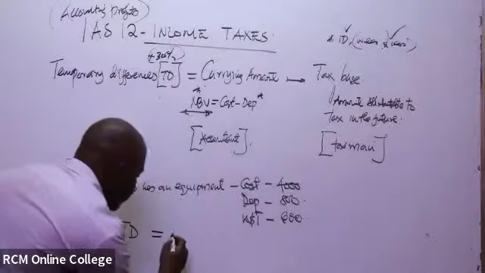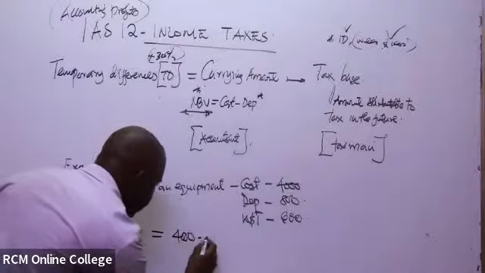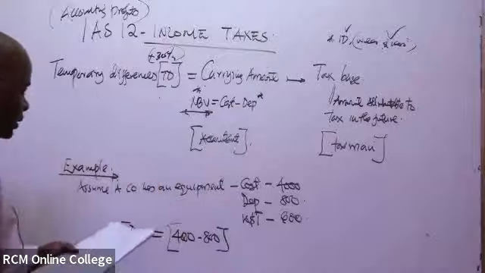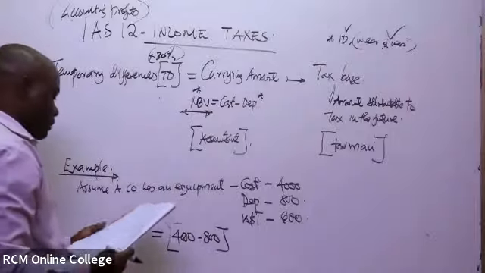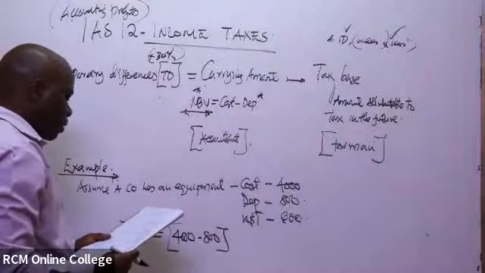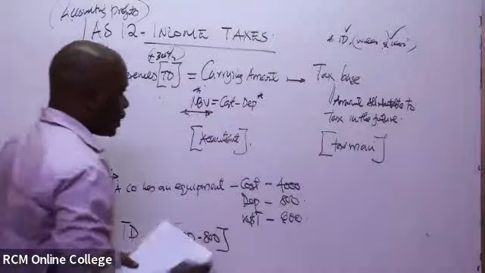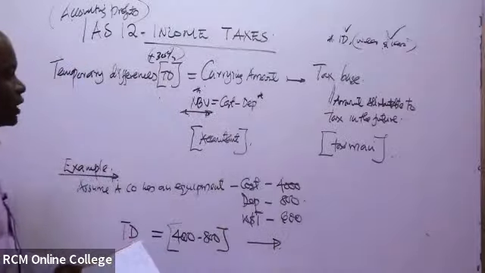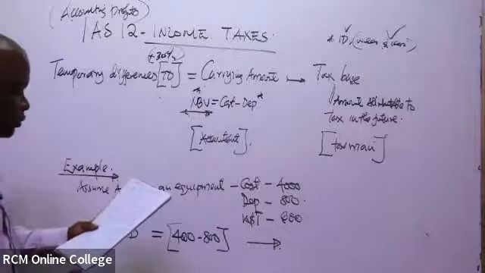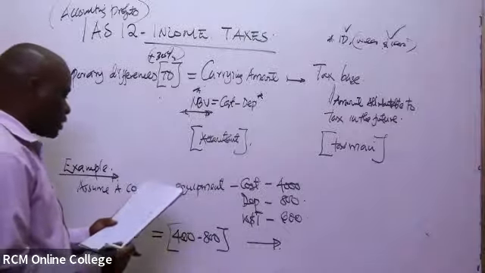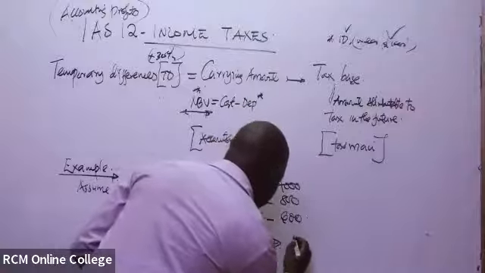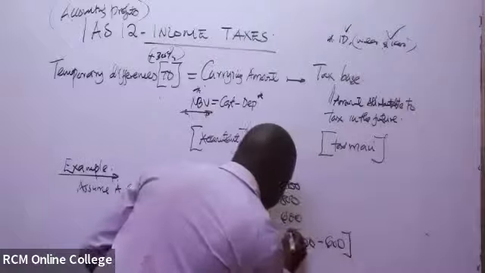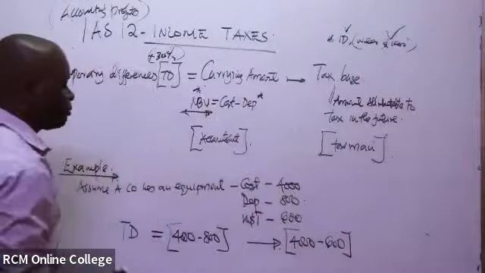So you take 4,000 minus 800, and you get the net book value. Then we take the tax base, so minus the tax base. For the tax base, what are they considering? They're only considering wear and tear. So our tax base will be 4,000 minus 600. Minus 600.